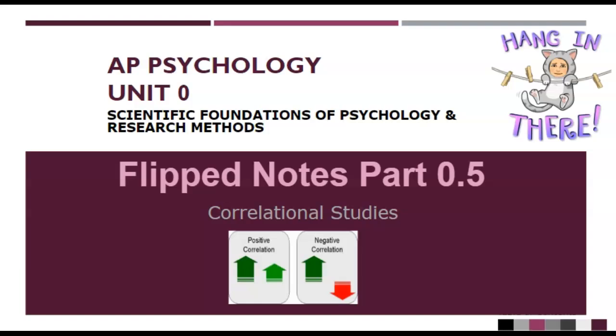The big thing here with correlational studies is that these are still descriptive research, which means we cannot determine causation yet. We can only determine cause and effect when we get to experiments. So let's go and talk about correlations.